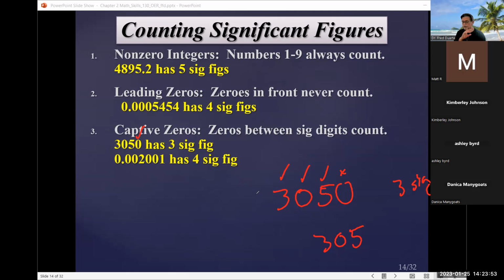Maybe the better way to look at it is put a dollar sign in front. $3,050 versus $305. Big difference, right? Factor of 10. And so because it doesn't play a role in being significant, does not mean you drop it. It stays there because you're in the magnitude of 3,000. Okay, you're in the 3,000. So you have 3 sig figs.